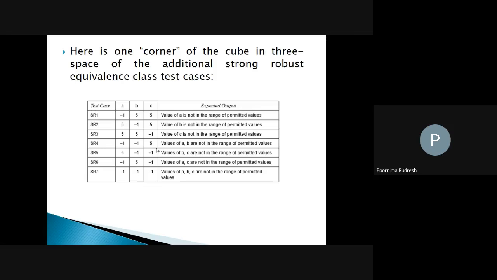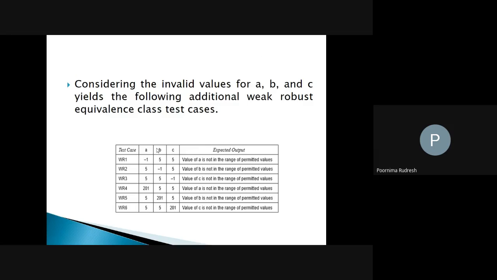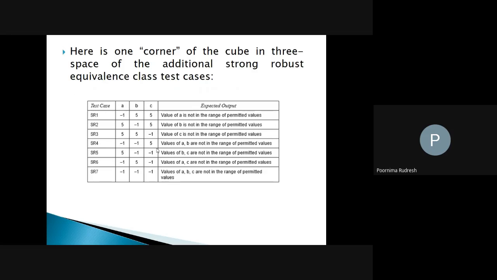Next, we'll consider the strong robust equivalence class test cases. So what is the difference between weak robust and strong robust? In weak robust, we are considering the robust values along with the single fault assumption, right? But in strong robust, we are considering the multiple fault assumption, and hence more test cases are constructed for strong robust equivalence class testing.